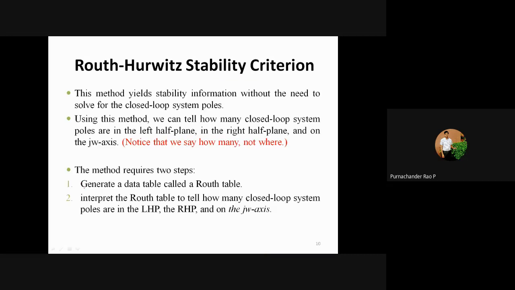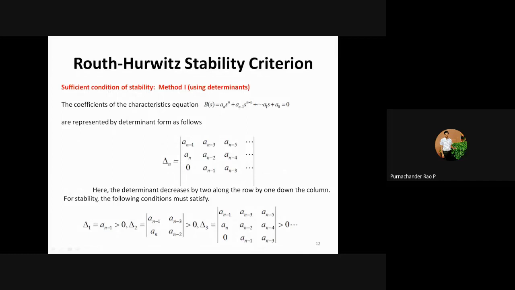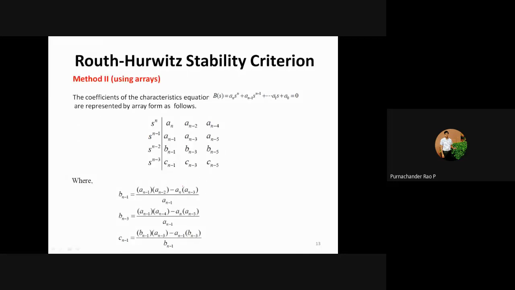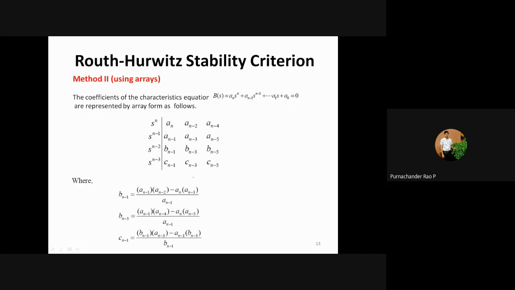Okay, so here directly we will go through the system. This is the Routh-Hurwitz stability criteria, where I need to find out the value here. This is the Routh-Hurwitz stability criteria, forming the Routh array. So this is nothing but your Routh array.